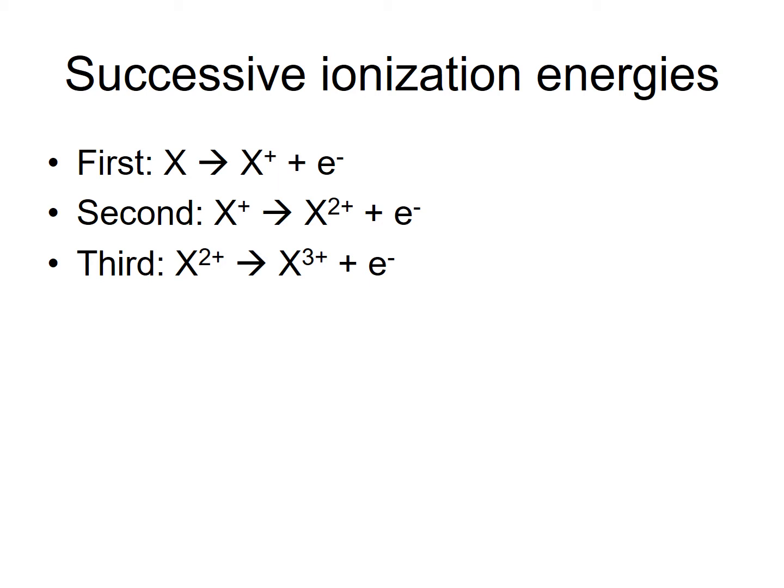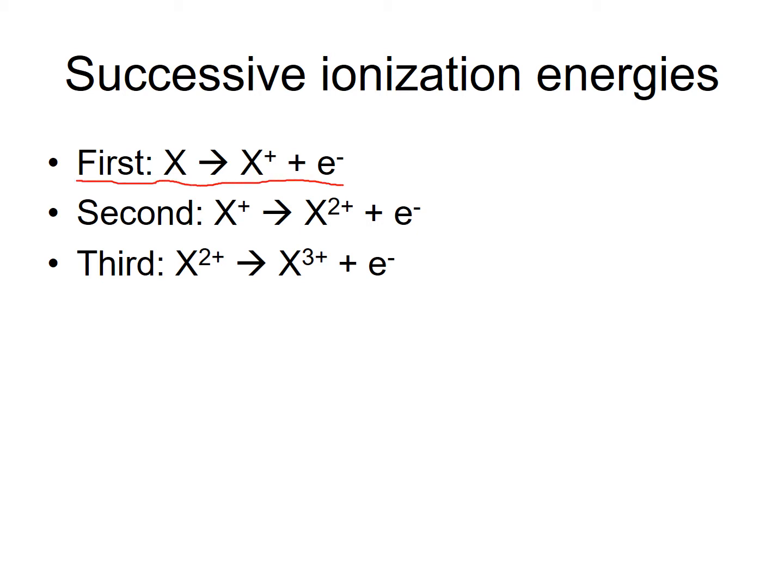There's a couple additional properties that we want to discuss. We can try to explain again using the shell model and the energies of the orbitals, looking at the periodic table. One property that we can talk about is something called successive ionization energies. The ionization energy that I introduced before is the so-called first ionization energy.